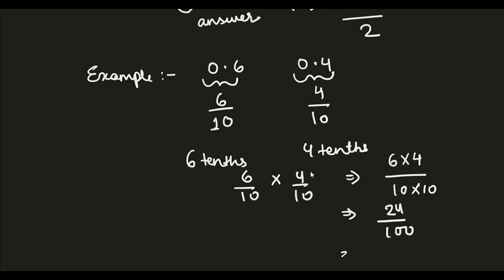Right now we have not reached the final answer, because my answer is in fractions. We'll convert it back to decimal. So we have 24 over 100, and when you divide it, you will be placing a decimal point after two places from the right. So my final answer will be 0.24.